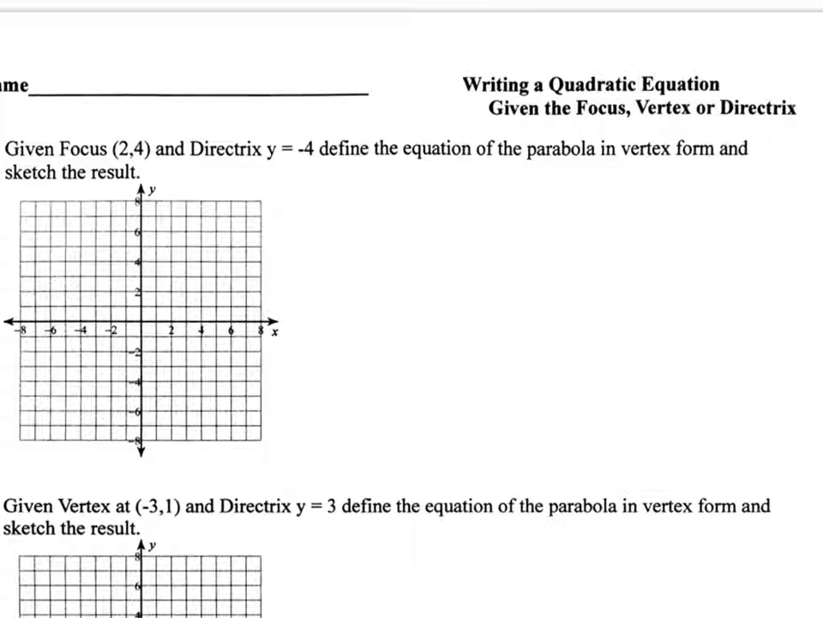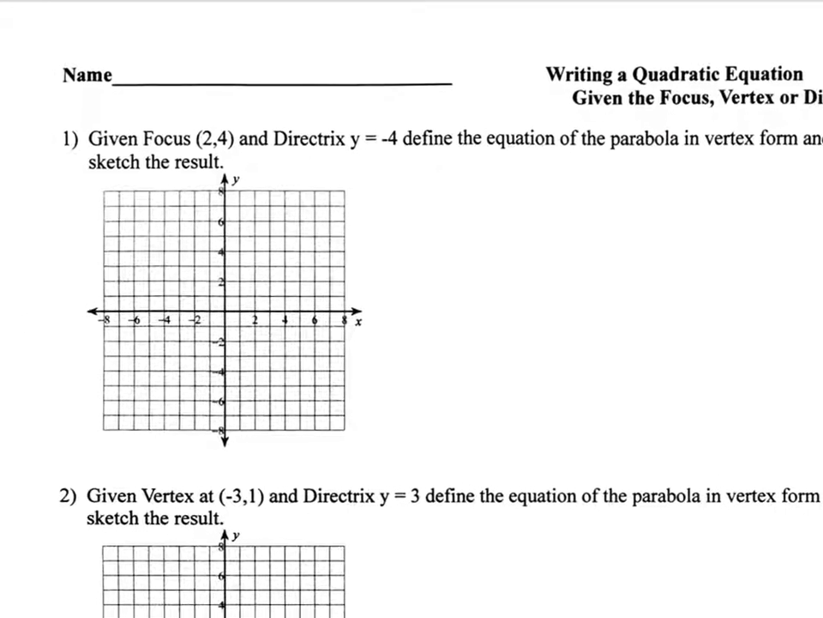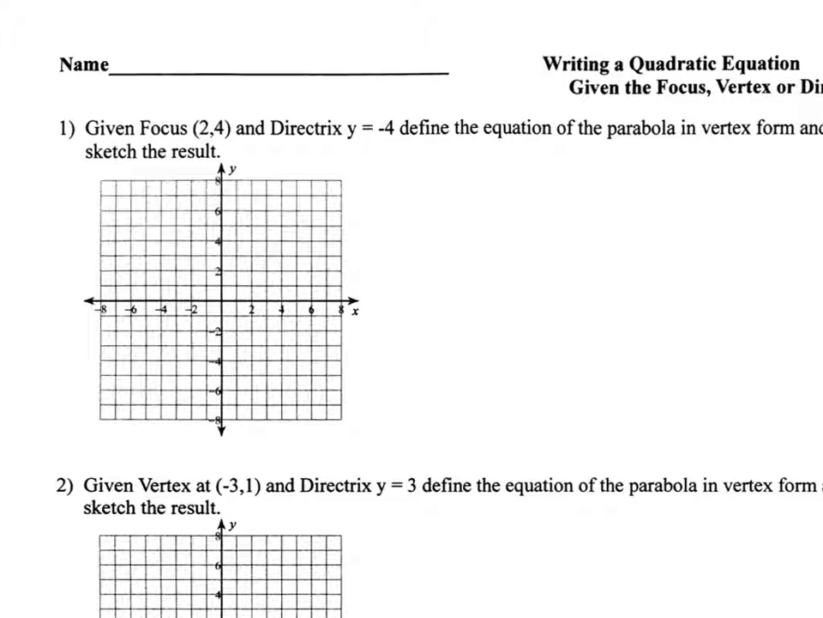All right, writing a quadratic equation given some combination of the focus, vertex, or directrix. In this case, we're given the focus and the directrix. What we need to write the equation in vertex form is the vertex. Let me remind you of what the equation is: (x minus h) squared equals 4p times (y minus k). That is a quadratic in standard vertex form.